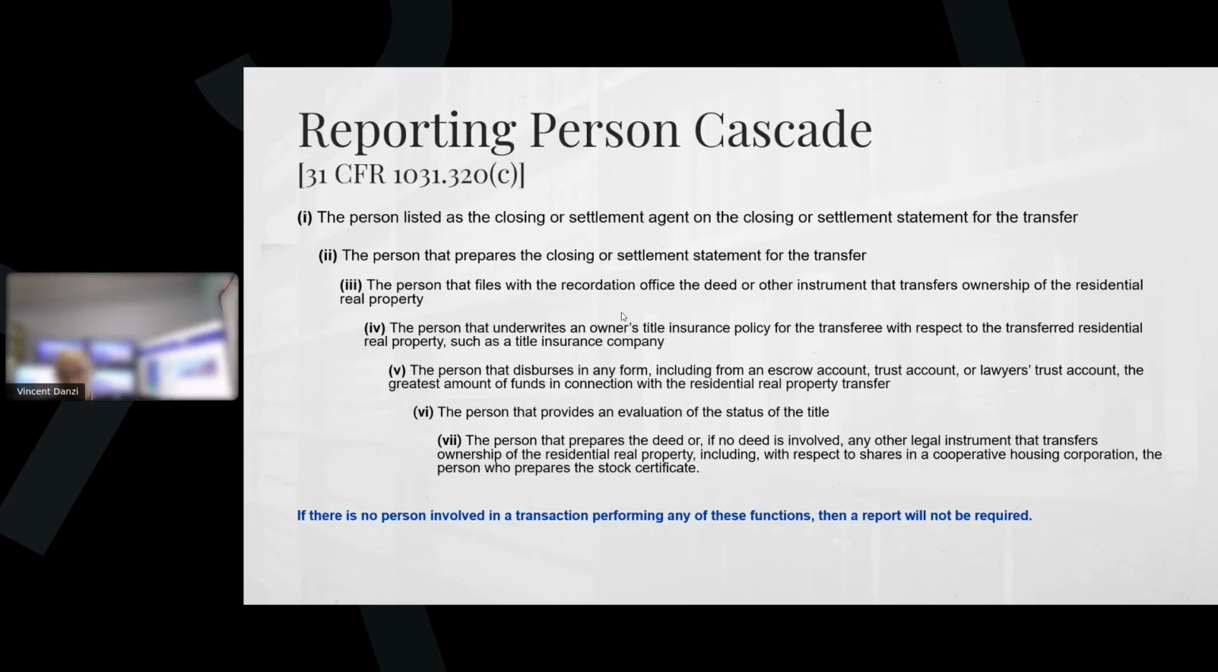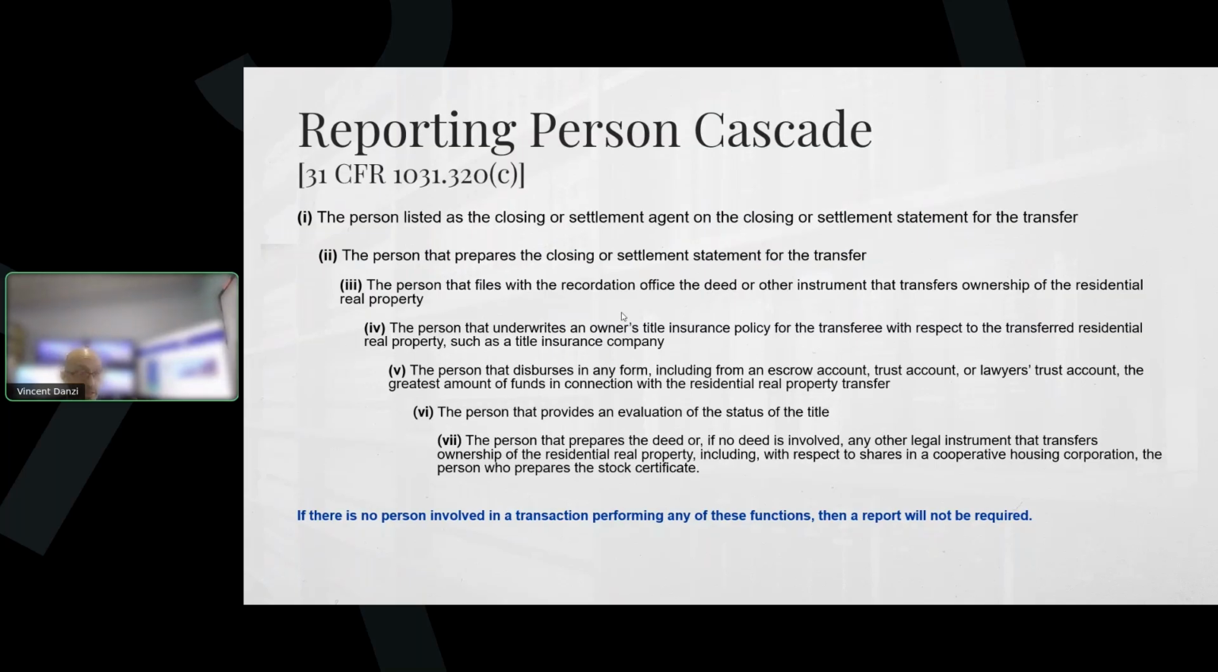And that in turn should clue us into the fact that sometimes what we will need is not so much a designation agreement. What we will actually need to do is make inquiry to the parties to understand who actually would show up on this cascade. Is there a settlement agent or closing agent? Is there even a settlement statement? If it's a no consideration transfer, there might not be anyone there. Is someone else recording the deed?